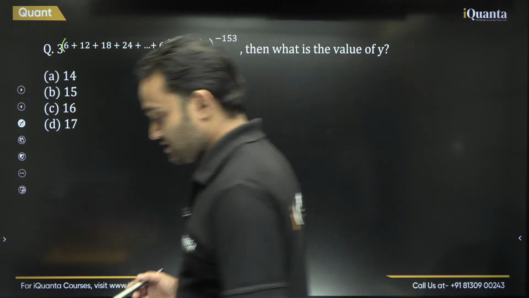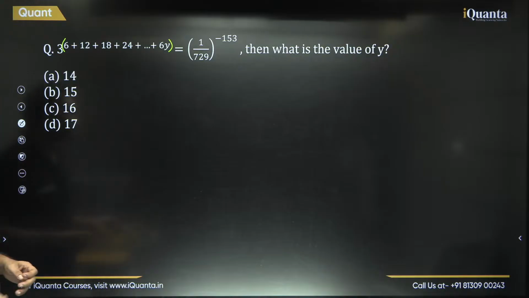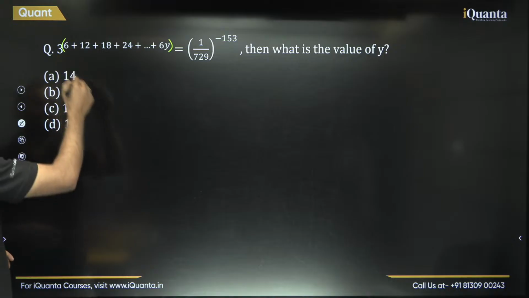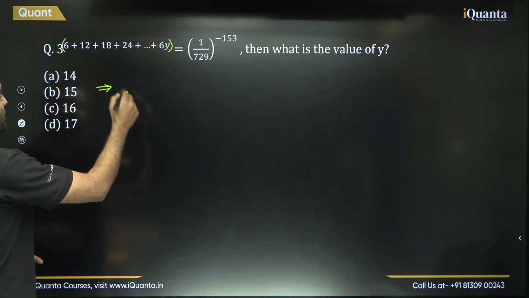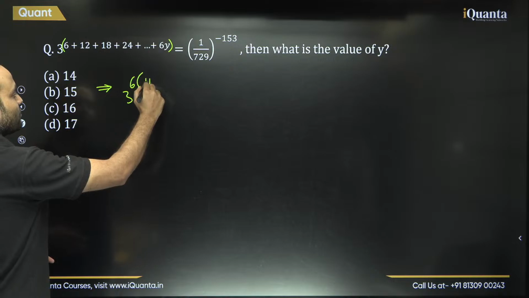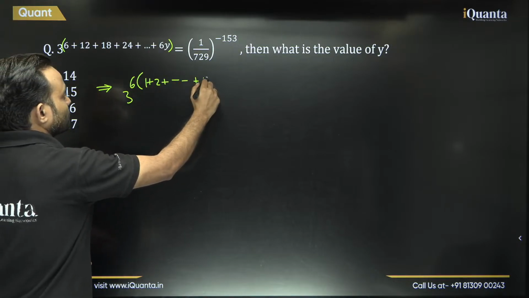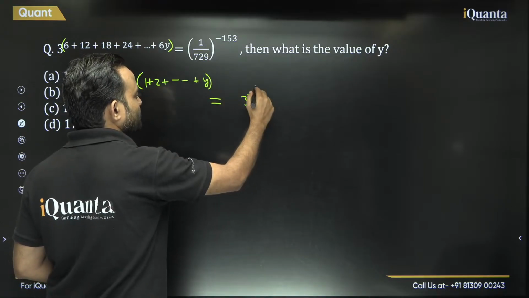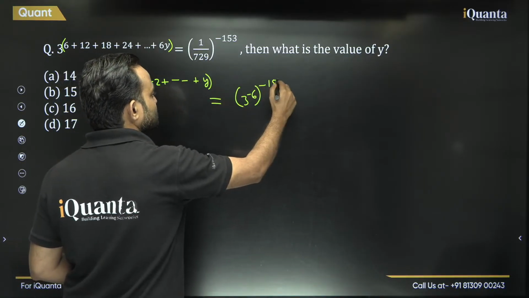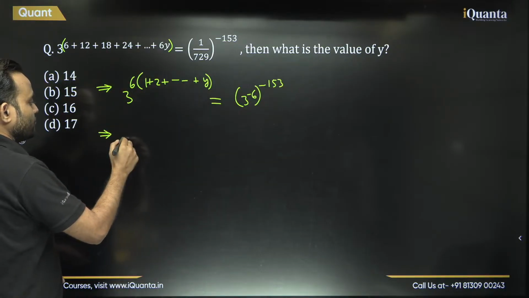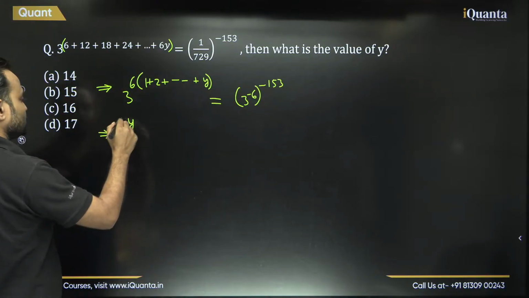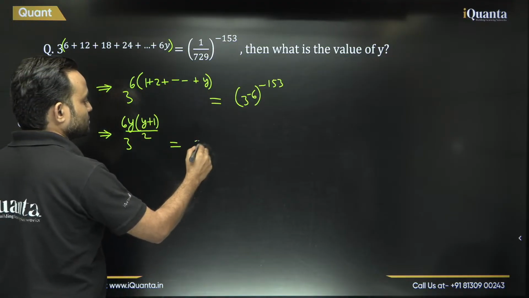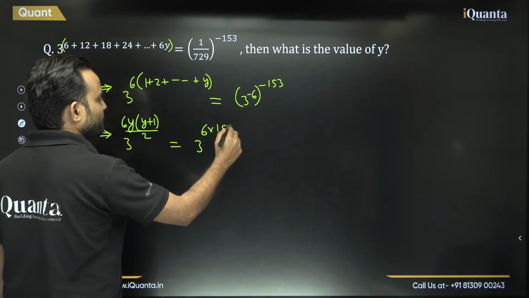This question does not deserve discussion, right? You should be able to solve it very easily, but let's discuss it anyway. Can I say this will be 3 to the power 6, we can take common, 1 plus 2 plus 3 till y is equal to 3 to the power 153, or we can say 3 to the power 6y into (y plus 1) by 2 is equal to 3 to the power 6 into 153.